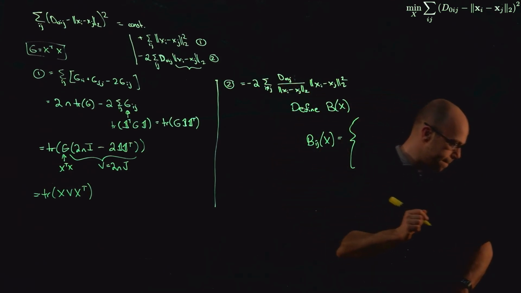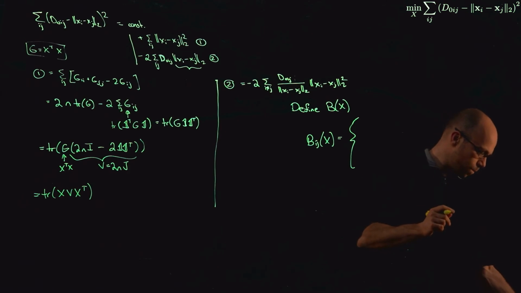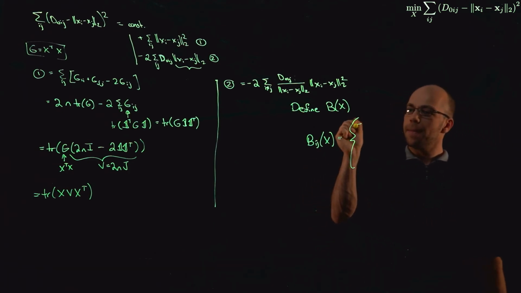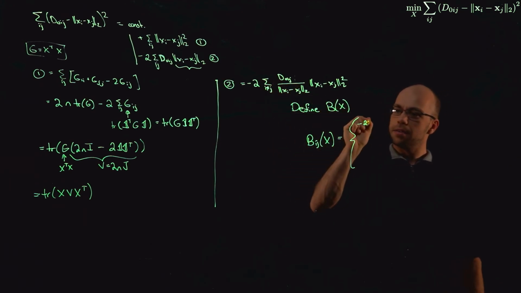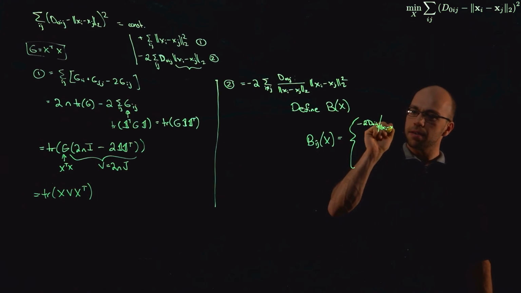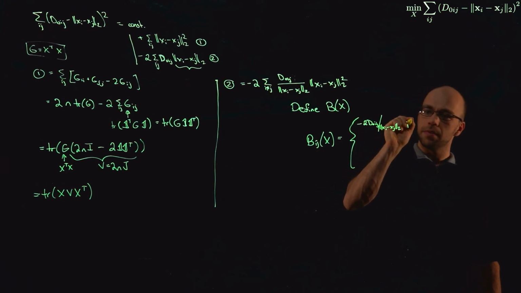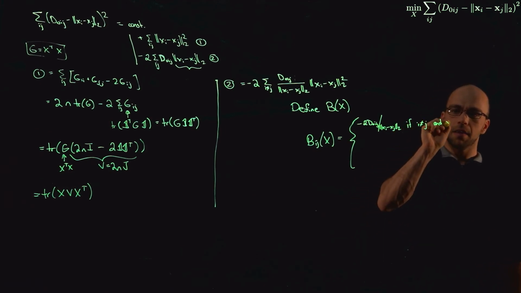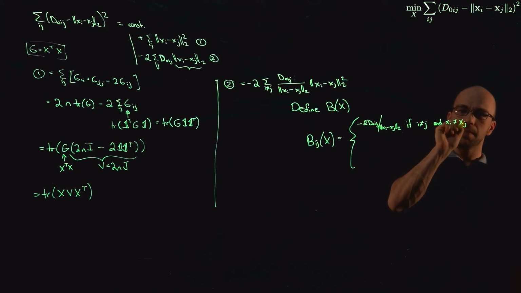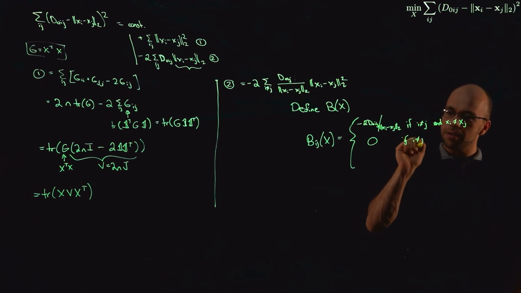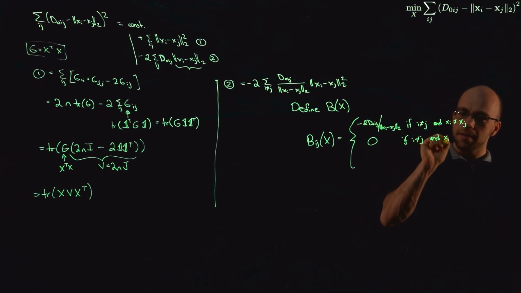Is that right? I made a bit of a typo in my handwritten notes before class. Yeah, that's right. So it's going to be minus 2 d naught ij divided by the norm of xi minus xj, like that, if i is not equal to j and xi is not equal to xj. It's going to be 0 if i is not equal to j and xi equals xj.